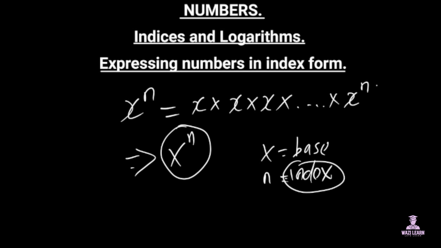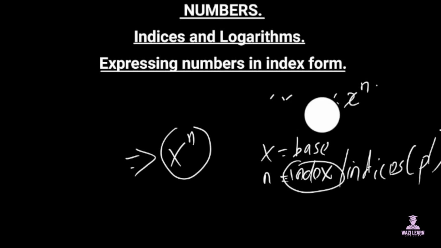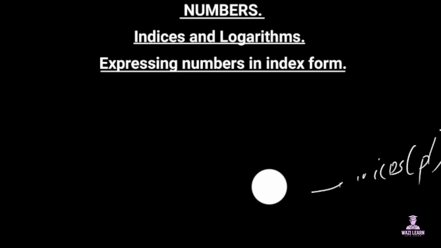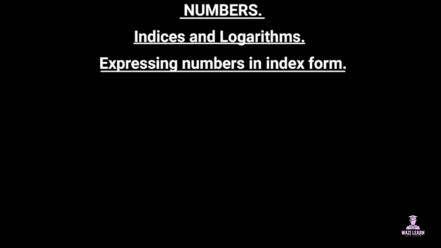So what is an index, or indices in plural? An index is a number that shows how many times a base is multiplied by itself. So what do I mean when I say an index? It is a number that shows how many times a base is multiplied by itself. Let's say we have x raised to 3. This means we'll be multiplying this x 3 times. So it will be x times x times x.